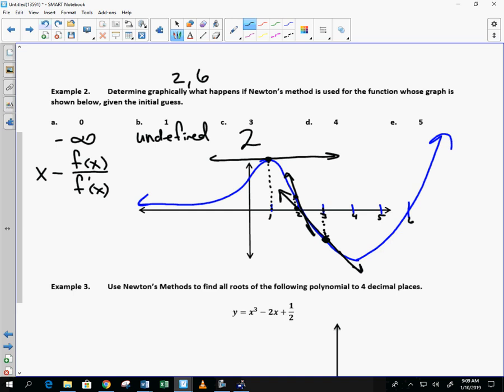What if I guess 4? Undefined. Why? Because the spot that you guessed has a derivative of 0, and when you draw that tangent line it never crosses the x-axis. So therefore, you will get an undefined result when you do Newton's method. So now I look at 5.